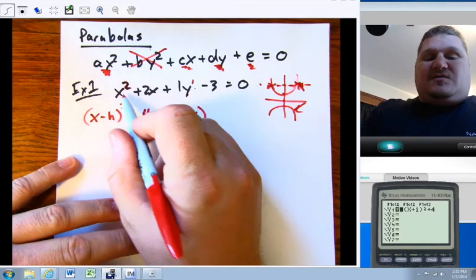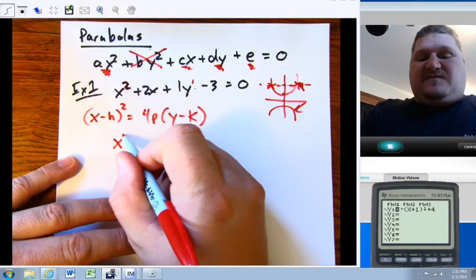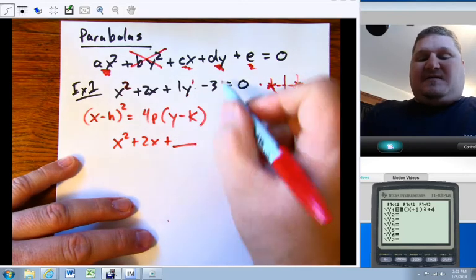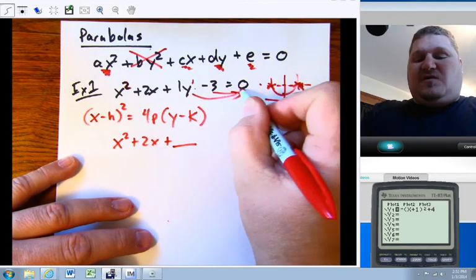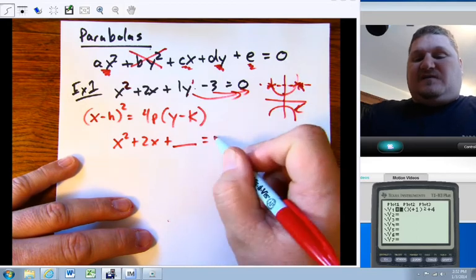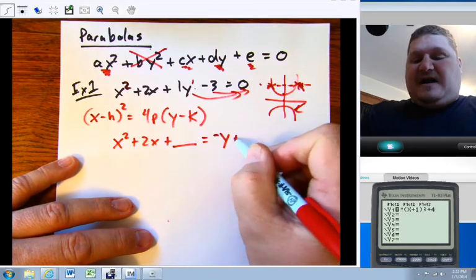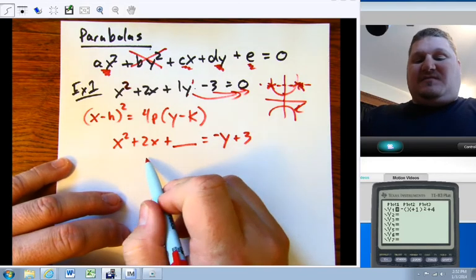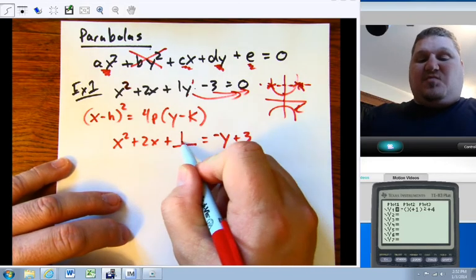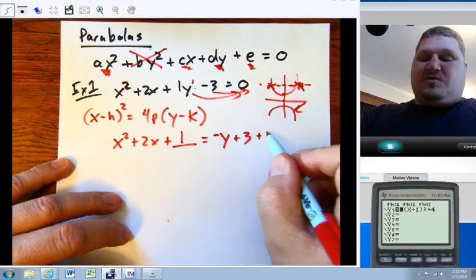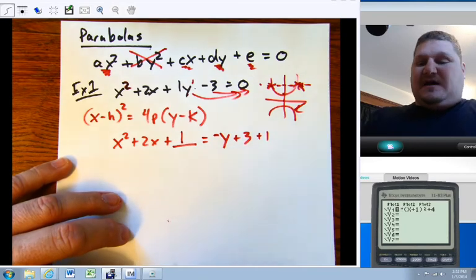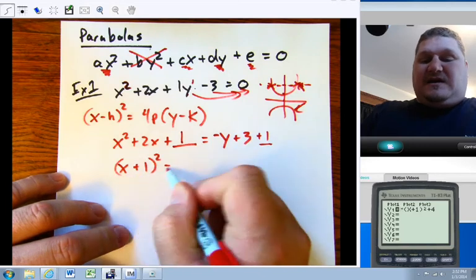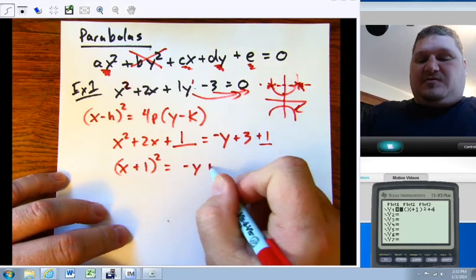Now, when we did completing the square, we said, all right, let's get the x stuff by itself with a blank by moving the rest over to the other side. So subtract y, add 3. Now, to complete the square, you take the middle term, divide it by 2, and square it. That's going to be 1, but if I put a 1 over here, I have to put a 1 on this side to balance it out. So I have x plus 1, the quantity squared, equals negative y plus 4.